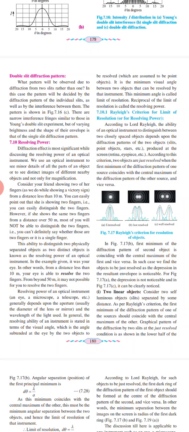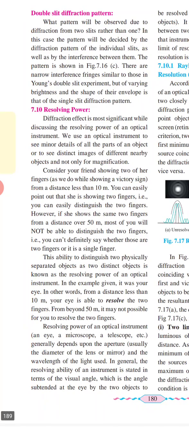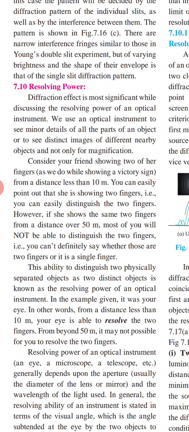Now consider your friend showing two of her fingers as we do while showing a victory sign, that is V. From a distance less than 10 meter, you can easily point out that she is showing two fingers, that is, you can easily distinguish the two fingers. However, if she shows the same two fingers from a distance over 50 meter, most of you will not be able to distinguish the two fingers. That is, you can't definitely say whether those are two fingers or a single finger.